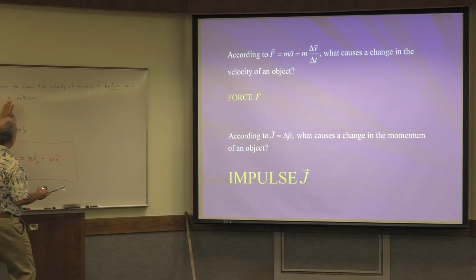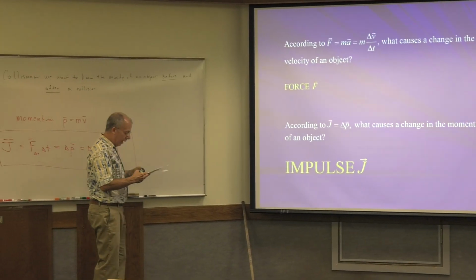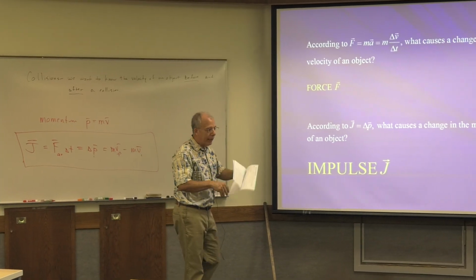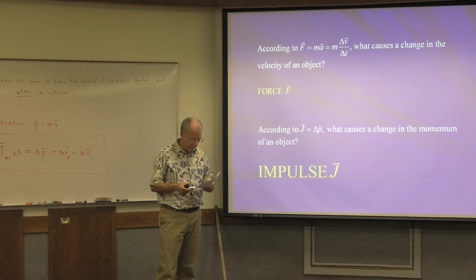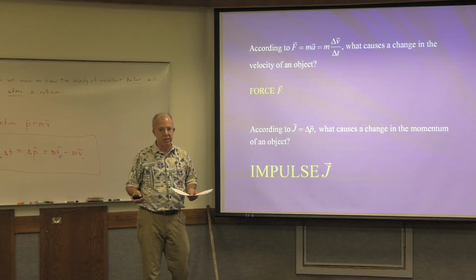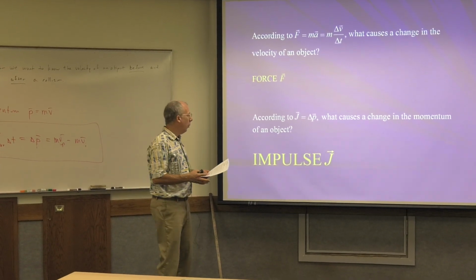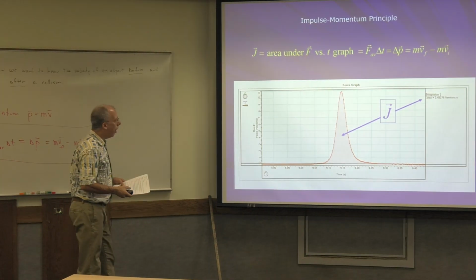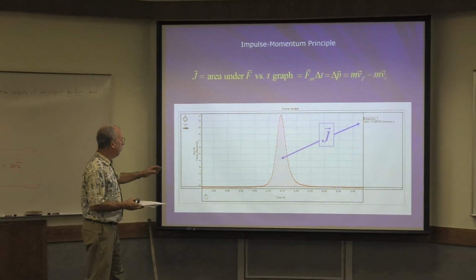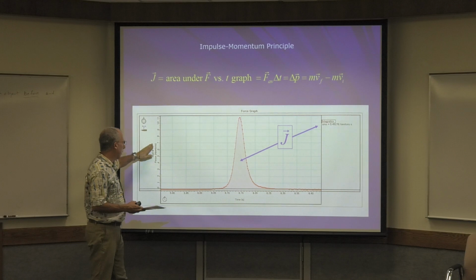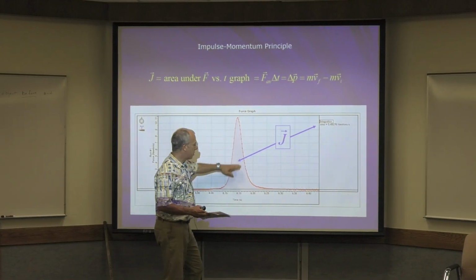We want to know the velocity of an object before and after the collision. We can't use kinematic equations for the collision because the forces aren't constant, so the acceleration is not constant. Now here's the beautiful thing. We don't have to know all the details of the force. All we have to do is be able to plot it versus time.